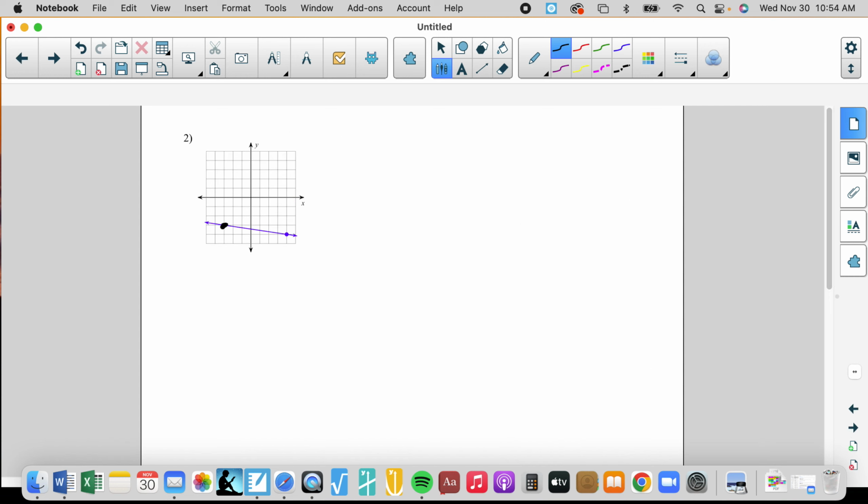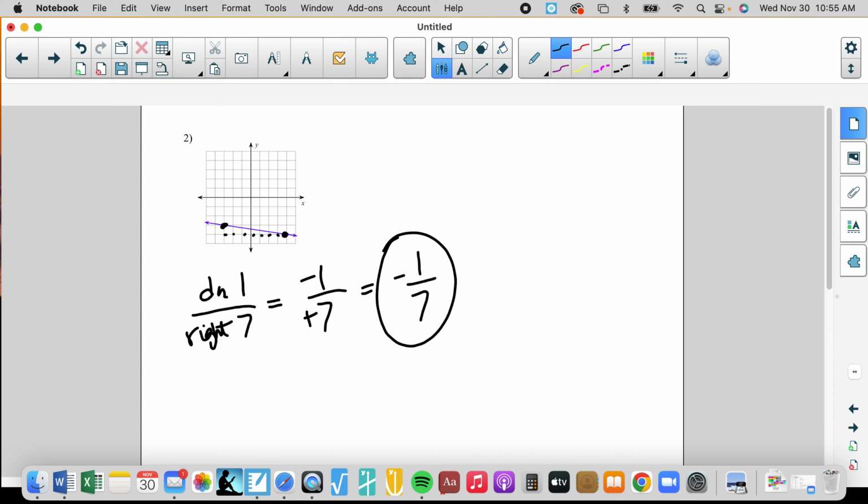So I'm going to start at this point. I'm going to go to this point. I'm going to go down 1. And then I'm going to go 1, 2, 3, 4, 5, 6, 7. I'm going to go left 7. Down 1 is -1. Left 7. That was not left, Mr. Mack. Did you see that? Did anybody just catch that? That's right 7, which is +7. So the slope is -1/7. I almost made a mistake there. I almost made a boo-boo.